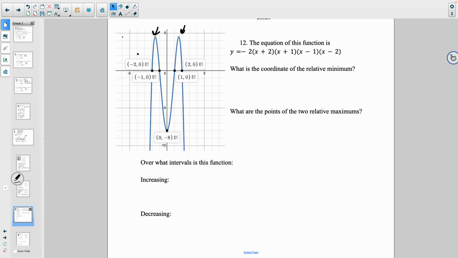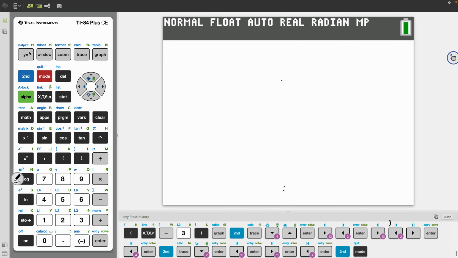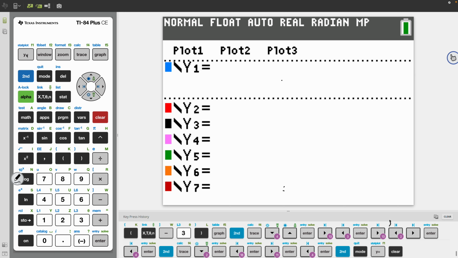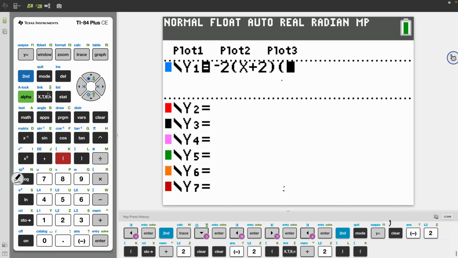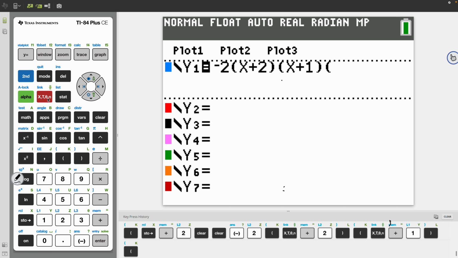We want to find those points. So what we can do is use our TI graphing calculator to do this. Let me go over to my emulator real quick. We can put this in. Let me type this equation out. So it was negative 2, x plus 2. Oh, that's not an x. So negative 2, x plus 2, x plus 1, x minus 1, and then x minus 2.